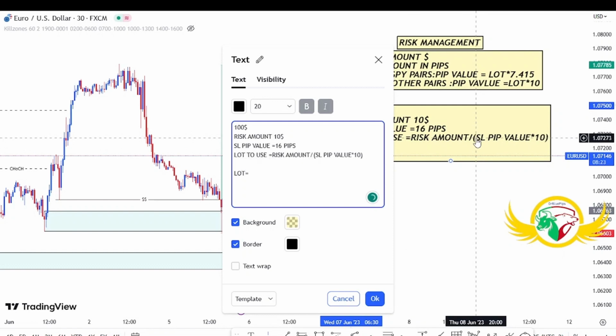In this case, now, the lot size to use will be the risk amount, which is $10, divided by the risk amount, like our stop loss, 16, then times 10. This 10 is a formula. If it's not a JPY pair, we multiply by 10. If it's a JPY pair, we multiply by 7.415.